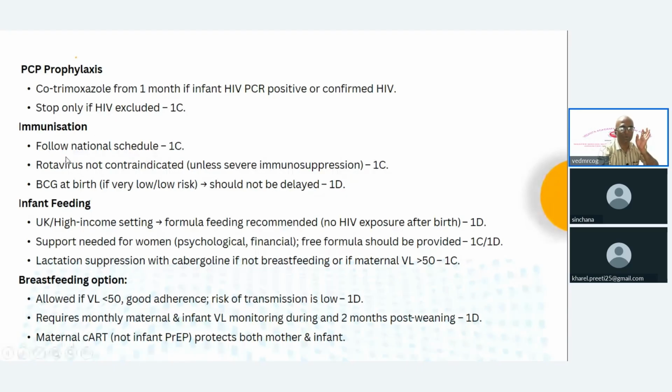Immunization: follow the national immunization schedule. Rotavirus is not contraindicated unless there is severe immunosuppression. BCG at birth, if it is a very low risk or low risk baby, should not be delayed. Okay, BCG will be given for very low risk and low risk babies.